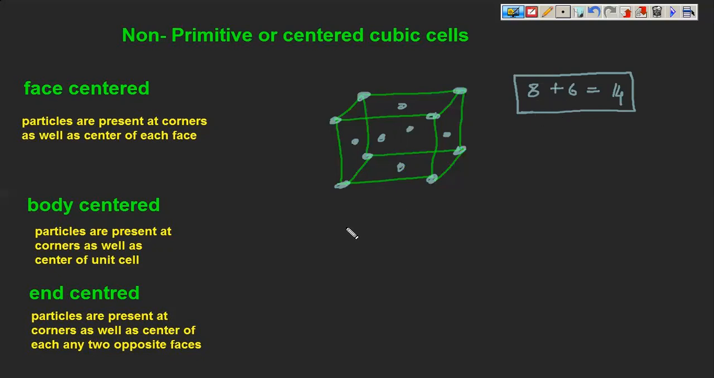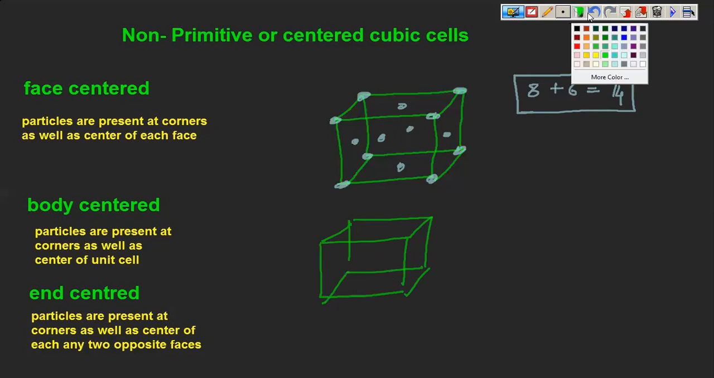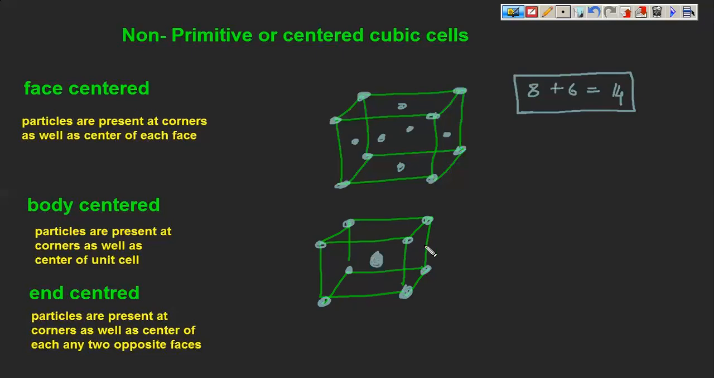A body-centered unit cell has a total of 9 lattice points. This is a unit cell. Here particles are present at corners always, because it is a centered cubic cell. Particles are present at corners as well as at the center of the unit cell. So total lattice points: 8 at corners and 1 at the center, a total of 9.